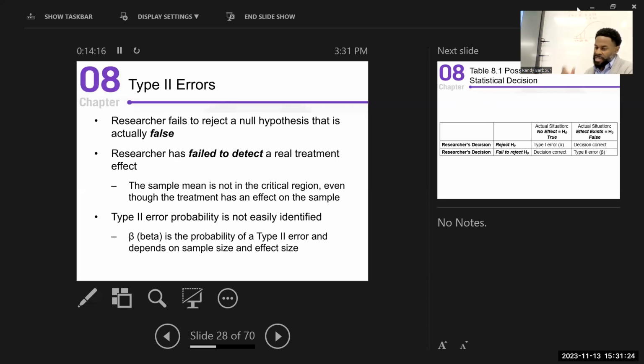The type 2 error, again, is failing to reject the null hypothesis when the null hypothesis is actually false. That means I'm saying that there's no difference with my data, but there actually is a difference. There actually is some significant difference there. And just know that beta is that probability of getting a type 2 error.